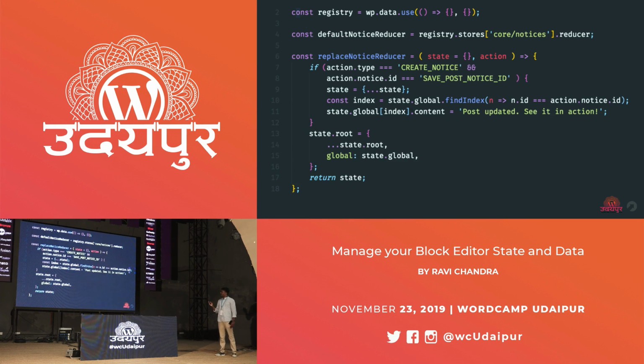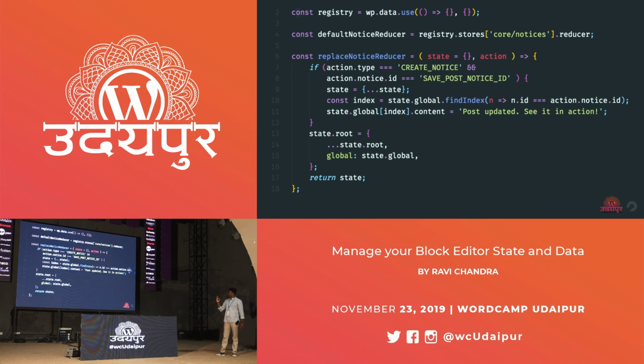Now, I'm registering a dummy plugin in line 2, registry.data.use. I'm just passing some dummy object. The main thing to note here is, after that, you would have access to the registry, and I'm getting the default notice reducer of WordPress using registry.stores, giving the store name and .reducer. And now we are defining our custom reducer function, which is replace notice reducer, which takes the state and action.